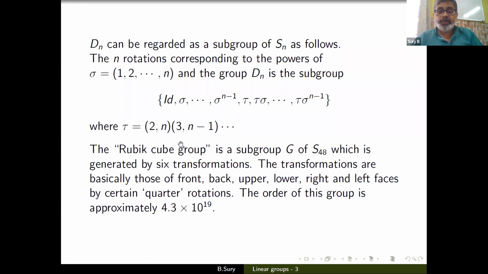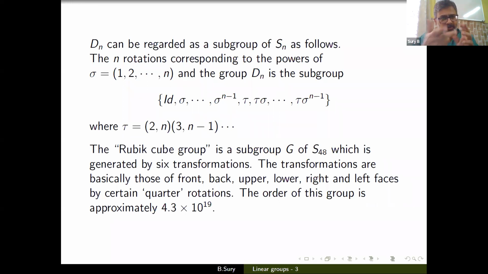Also mentioned, for example, the Rubik's cube group is a subgroup of the permutation group. We have actually 48 parameters there. So the permutation group on 48 symbols, you can imagine how big it is. 48 factorial is a humongous number, but it is simply generated by 6 transformations. That is why people are able to solve Rubik's cubes very quickly.